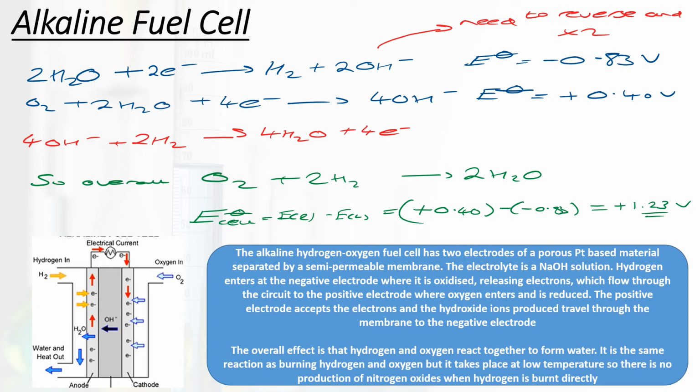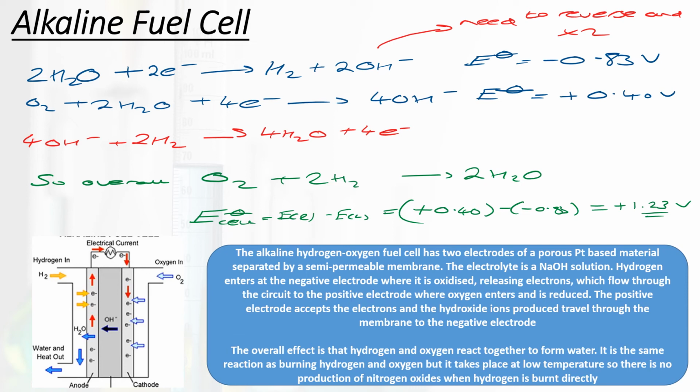Now the overall effect of this is that hydrogen and oxygen react together to form water. It's exactly the same reaction we can think of as if we burnt hydrogen and oxygen. But the key thing is that we don't have to raise the temperature to do this. We can do this at room temperature. And so there's, importantly, no production of nitrogen oxides, which can occur when hydrogen is burnt directly.